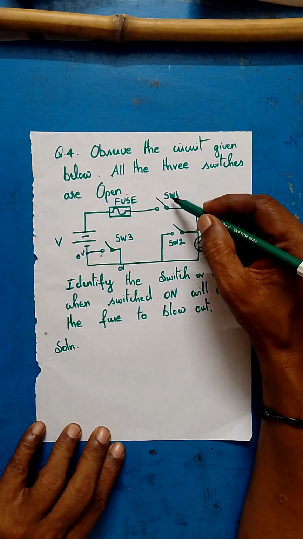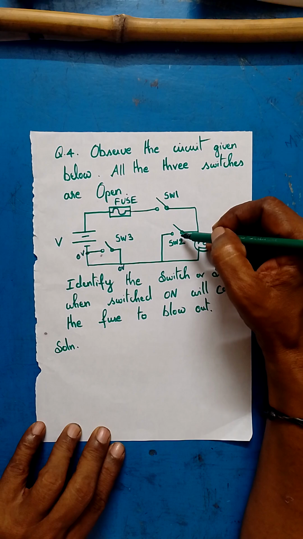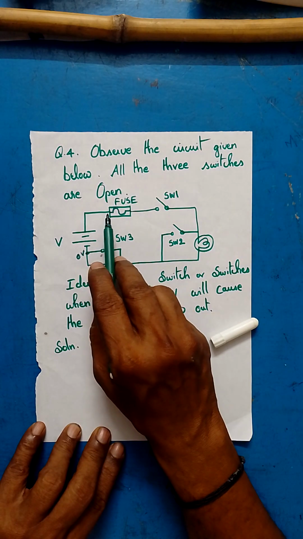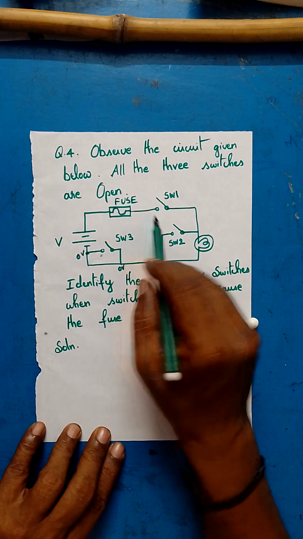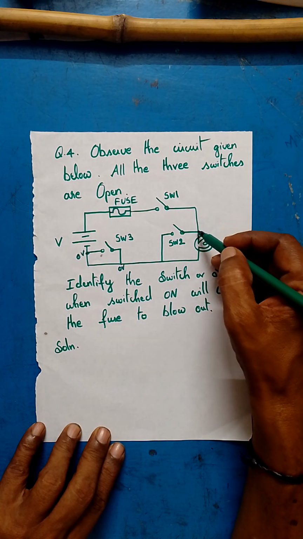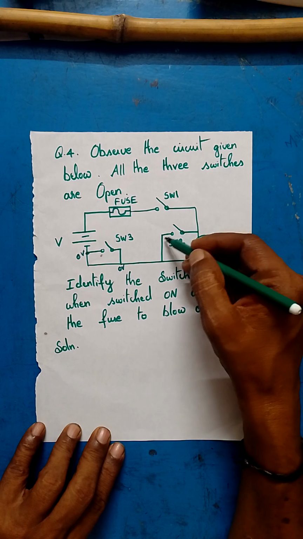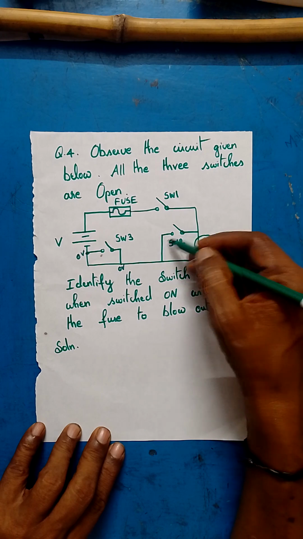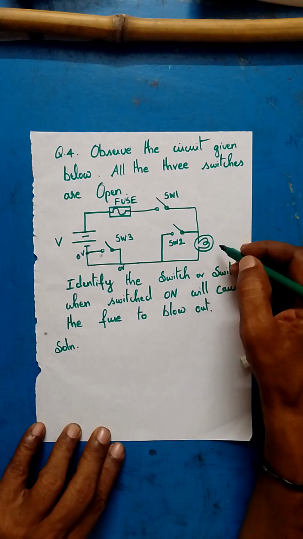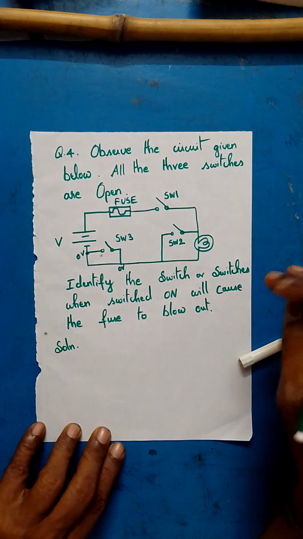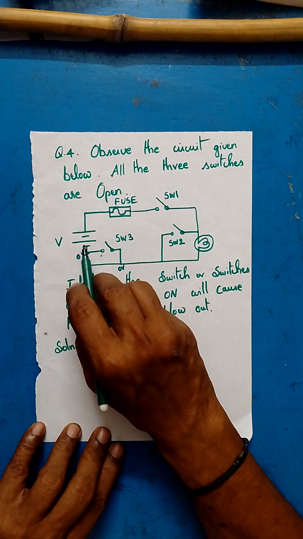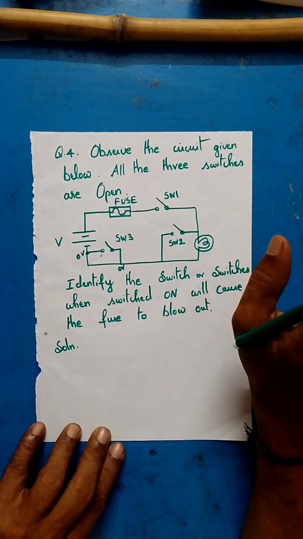For example, if we close switch 1 and switch 2 is open, what will happen? The current will start flowing through the fuse, through switch 1, because this is closed, and comes over here. This is open, so there is no path to go this side. So it has to flow through this lamp and then reaches the ground. So in this case, a load is connected across the voltage source, so nothing will happen.